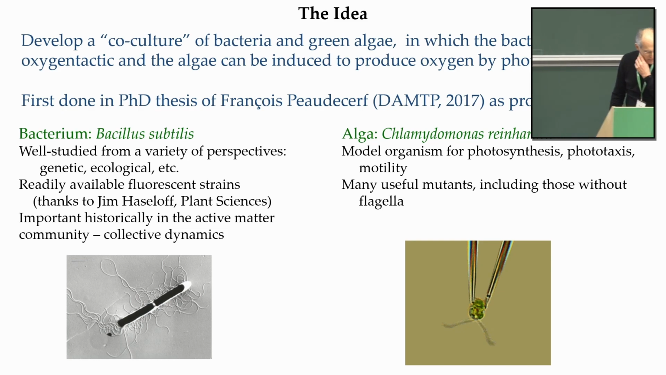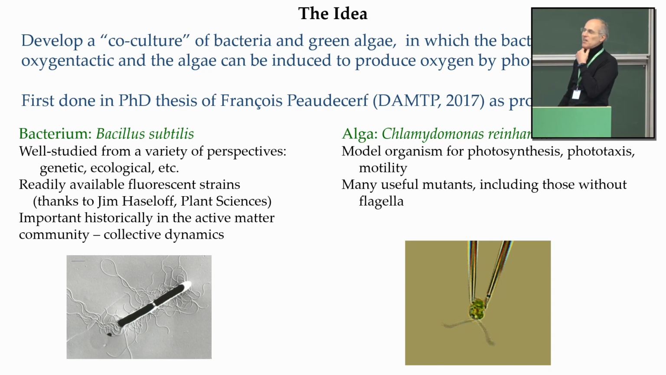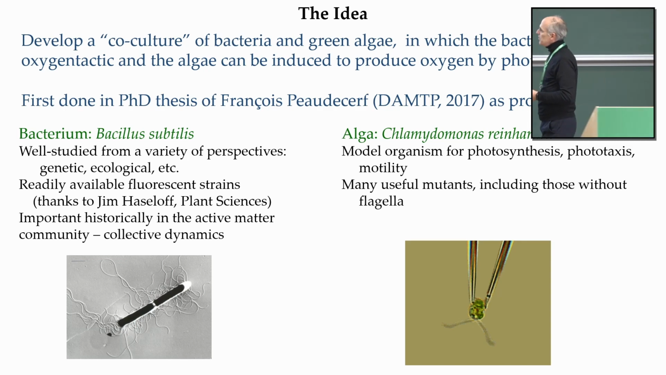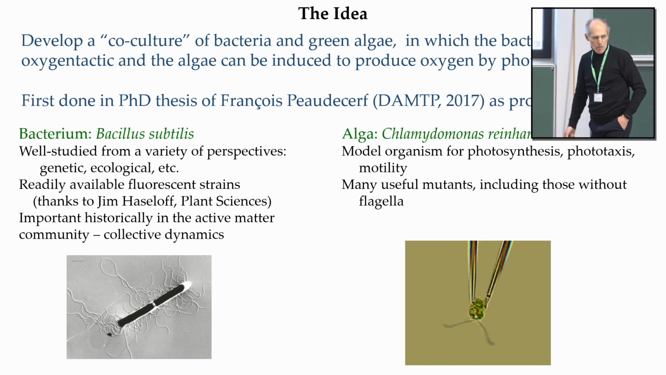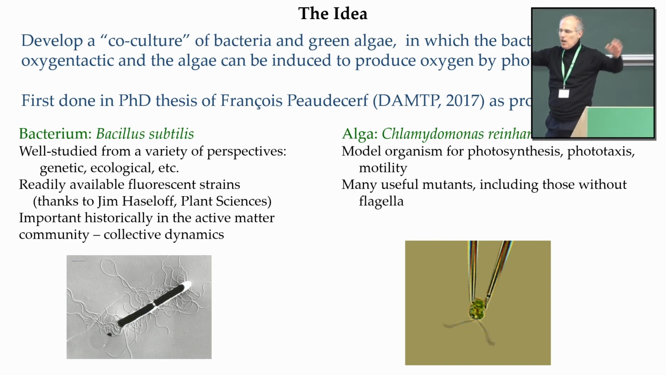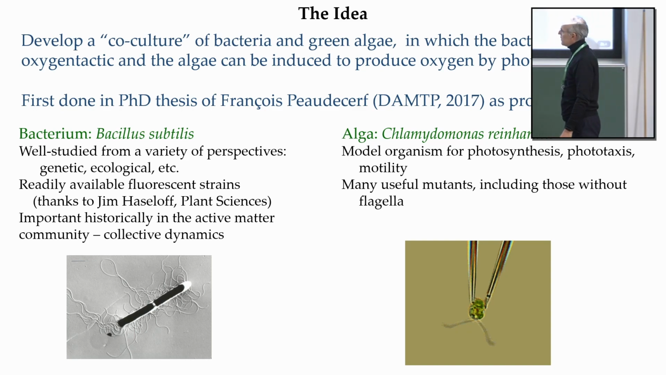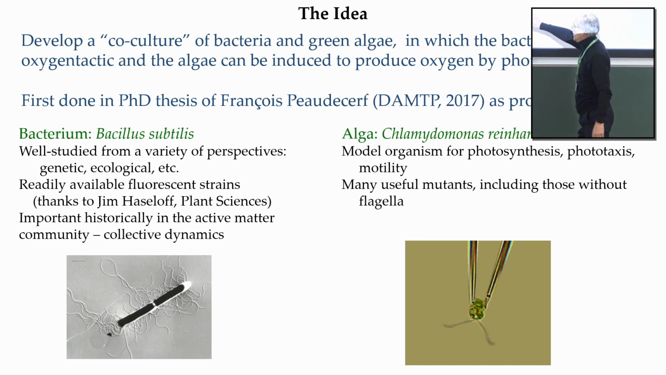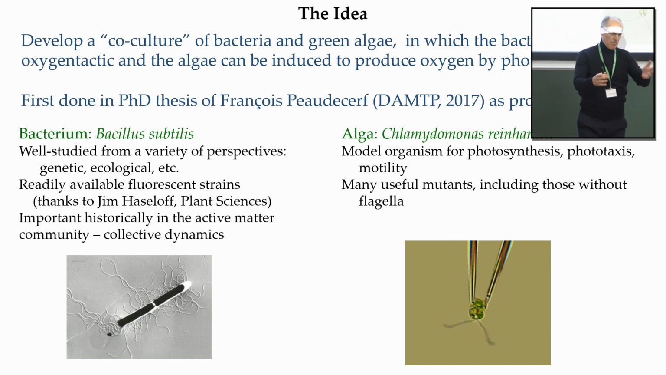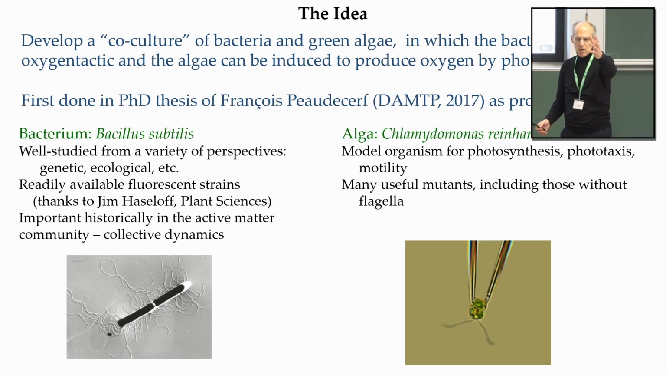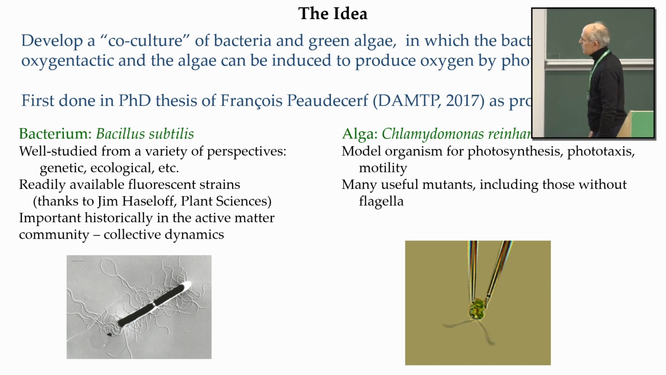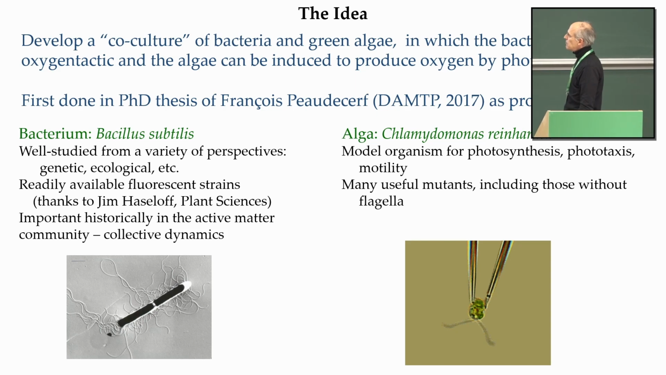Jim Hasselhoff in Plant Sciences kindly gave us a yellow fluorescent version of this, which is very useful. Here's an example of what it looks like. The cell, this is in the course of cell division. The cell body is a few microns long. It has many flagella that come out from all over the cell body. It's called peritrichously flagellated. And it swims along, sort of like E. coli, if you're familiar with that, where it executes a kind of meandering or stochastic sort of random walk as it swims through the fluid.